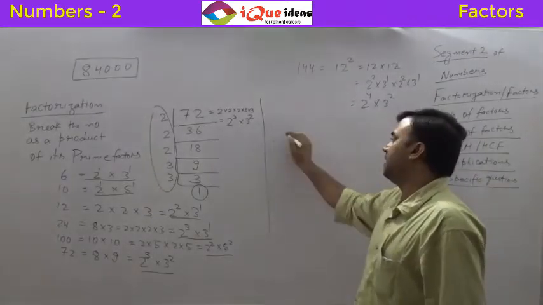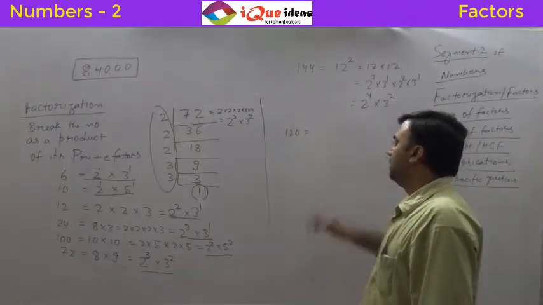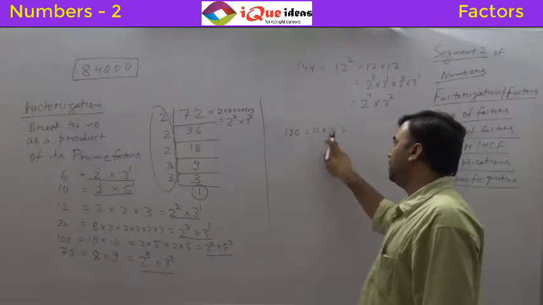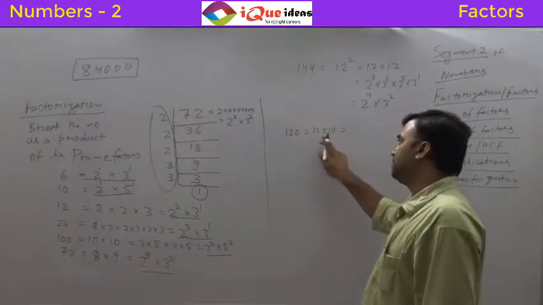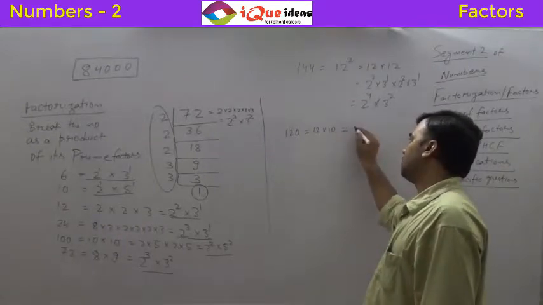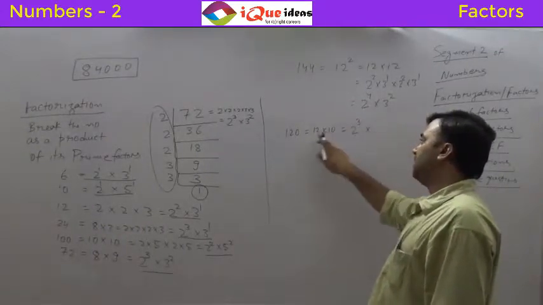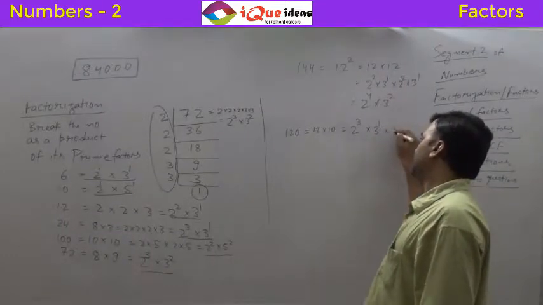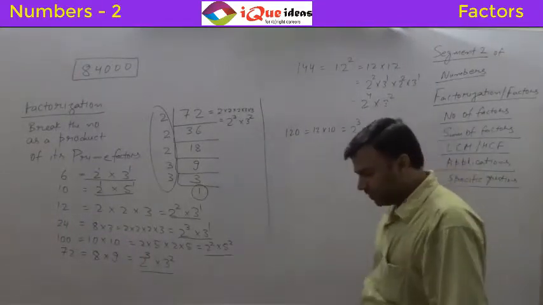Or let's say 120. Now 120 is 12 into 10. So it can be further written as 2 square into 3, 2 into 5. So how many times is 2 coming? 2 times here, 1 time here. So total 3 times, so 2 cube. 3 was only in this one, so 3 to the power 1. 5 only in this one, so it is 5 to the power 1. Okay, so you can further try.